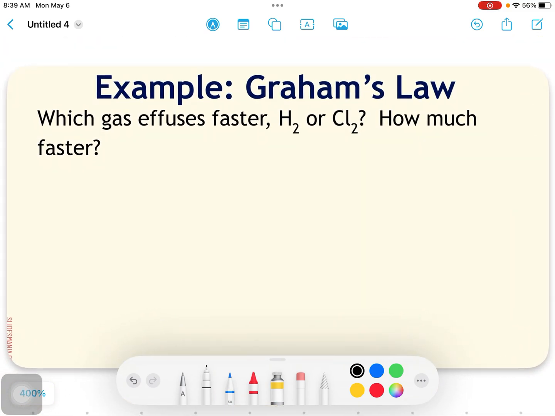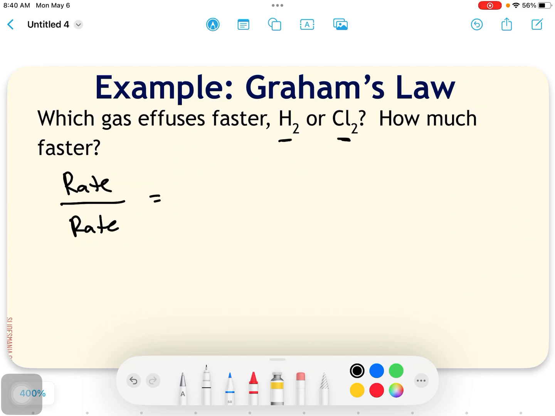So let's do an example. Which gas effuses faster, hydrogen or chlorine, and by how much faster? Okay, so our equation is the rate of A over the rate of B, and again, we're trying to figure out which one's going to go where, equals the square root of the molar mass of B over the square root of the molar mass of A.